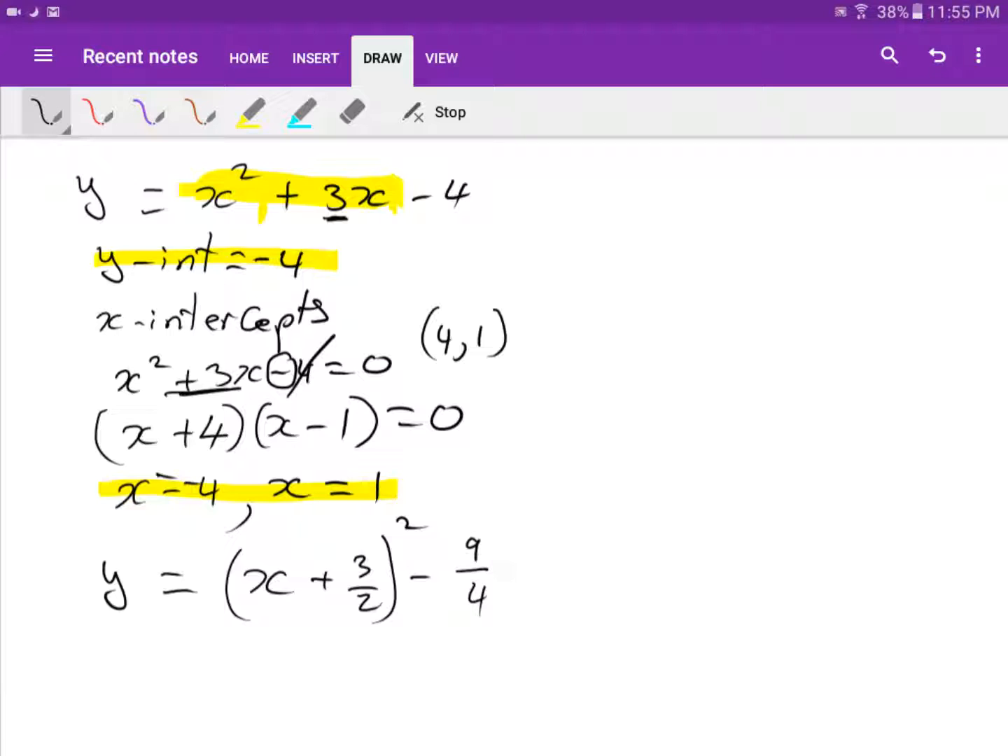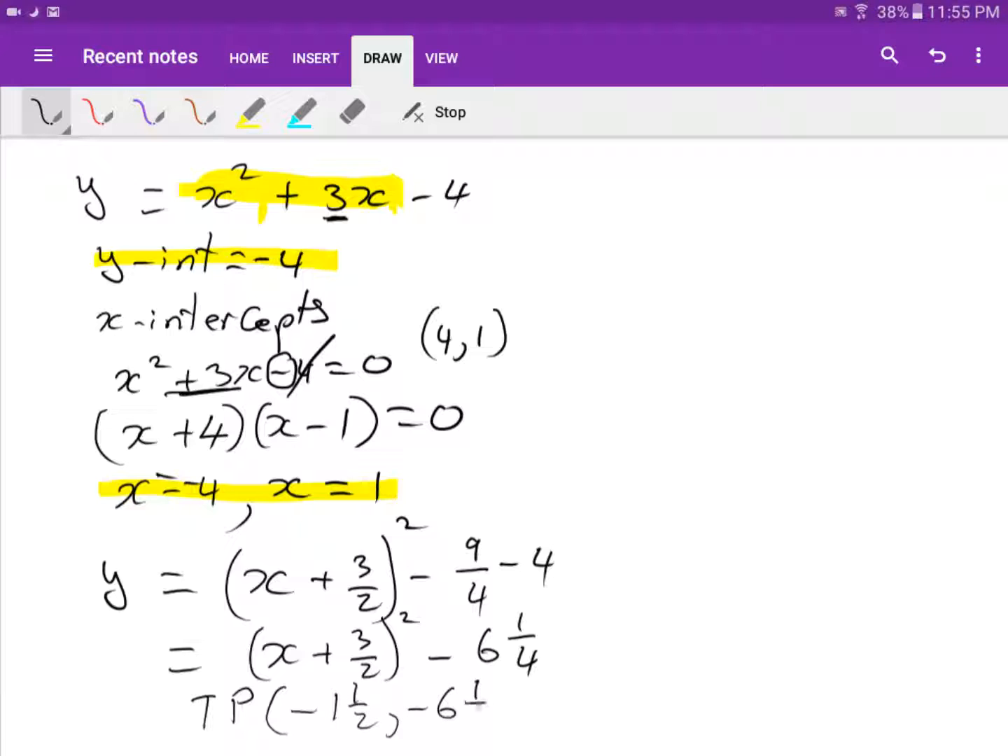Now the negative 4, I just write it down. If you simplify this, it gives me x plus 3 over 2 all squared minus 9 over 4 minus 4. If you use your calculator, you should get minus 6 and a quarter. So by looking at this, your turning point, TP, or vertex, is negative 3 over 2, which is negative 1.5, and negative 6 and a quarter.